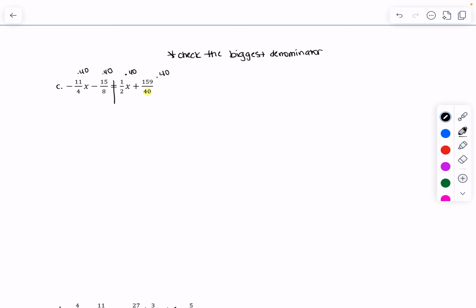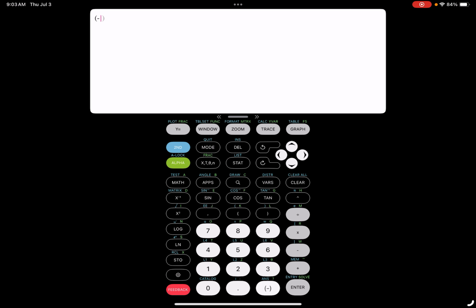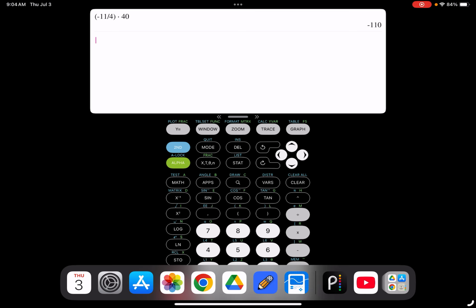Okay. Now this looks kind of scary. You're like, whoa, 40 is kind of a big number that I'm multiplying by. That's okay. Your calculator can do a lot of this work. The only thing you're really going to have to make sure you do is put those parentheses around your fractions, because that's how you're going to want to put them into your calculator to check your work. So the first one I do is negative 11 fourths times 40. I hit enter, and I hope I get a whole number, and I did: negative 110. And it makes sense because 4 does go into 40 10 times.